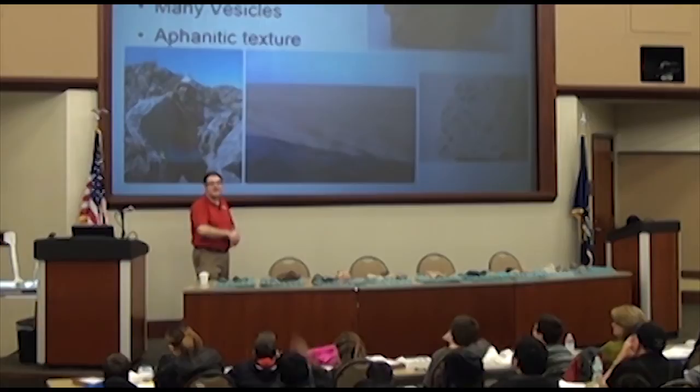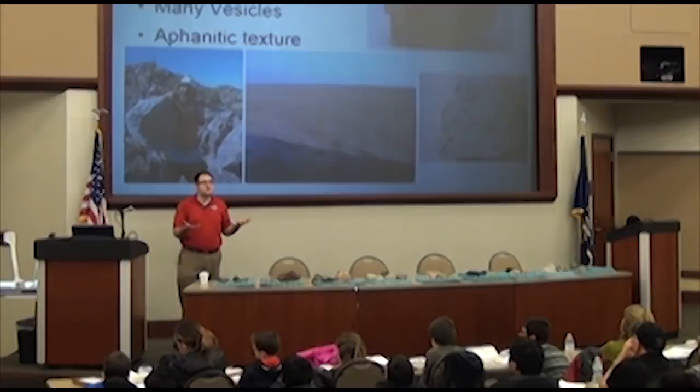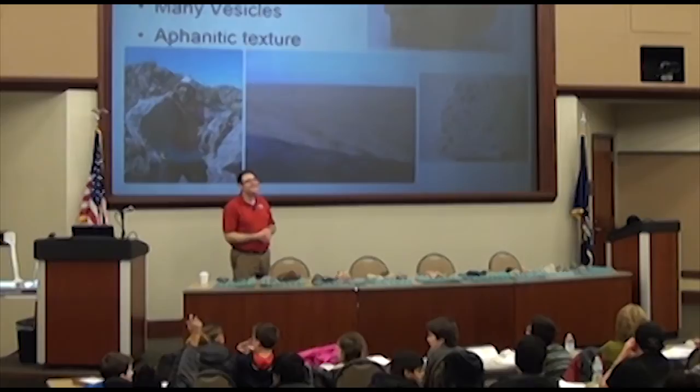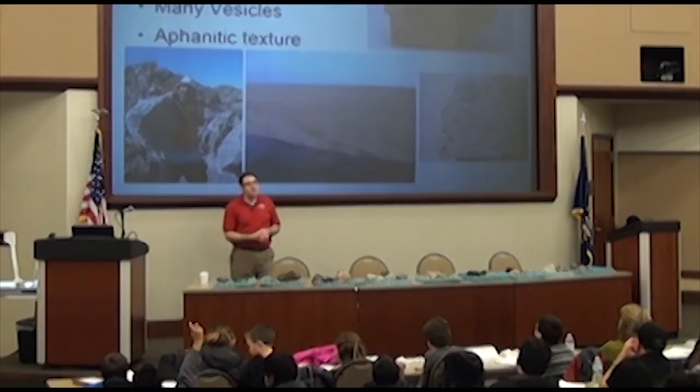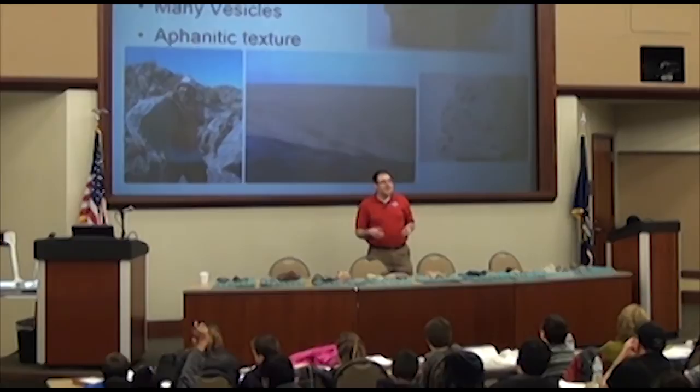Yeah? How come pumice is the only rock that can float? Well, it's not. Sometimes scoria will, too. But it's really light. It's got all those air bubbles in it, so it's pretty light. Way back there. Do rocks that cool below the ground always have crystals? That's a good question. And I would say pretty much always. Yeah, there's exceptions to everything, but yes. If you can see crystals in it, it probably cooled below the ground. Yes?